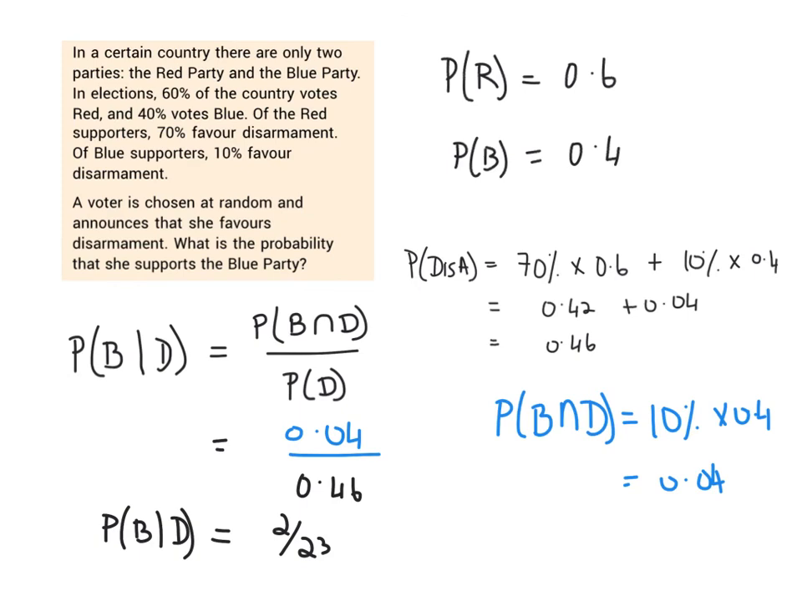So that's all our examples, but just remember that the thing that comes second is always the probability that's on the bottom. And just to reread again, it says, what's the probability that she supports the blue party? So that's the blue party given the disarmament. It's really important that we get our order correct here. All right, so get all of those taken down and then have a look at Schoology.